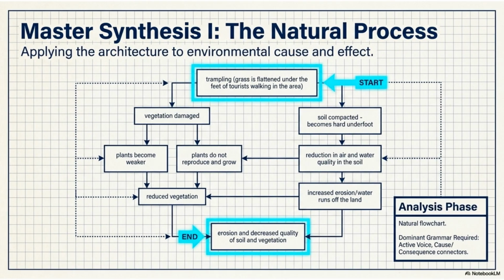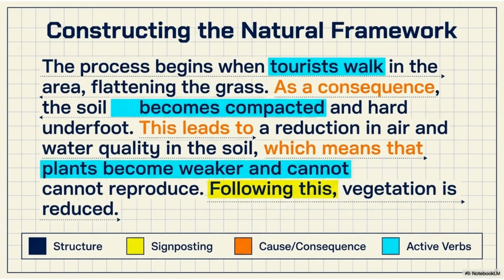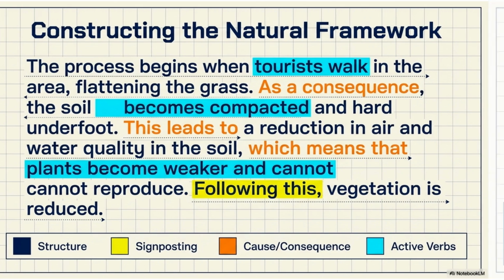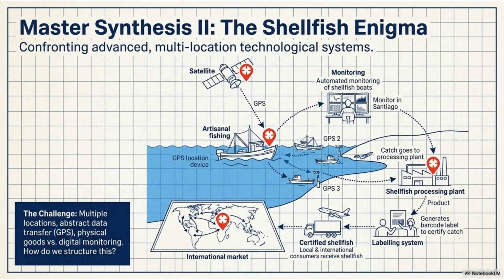Finally, apply these principles to natural processes. By using active voice and cause and effect connectors, you can clearly explain environmental changes from start to finish. Now let's look at constructing a natural framework. Notice how active verbs like flattening and compacted are used to describe environmental impacts, while signposting guides the reader through the consequences. Moving to complex systems, we encounter the shellfish enigma.